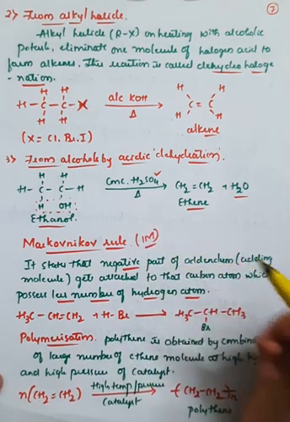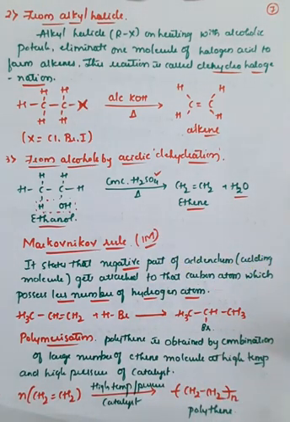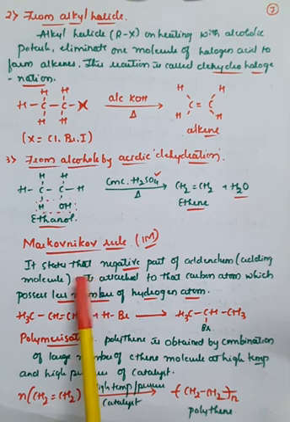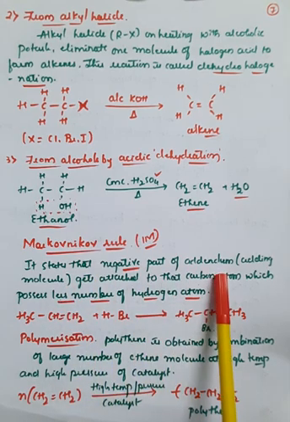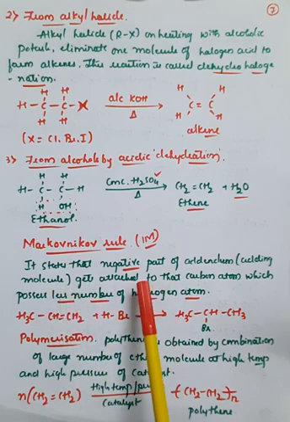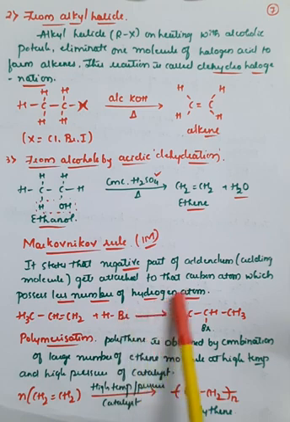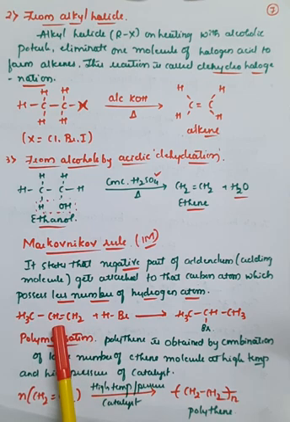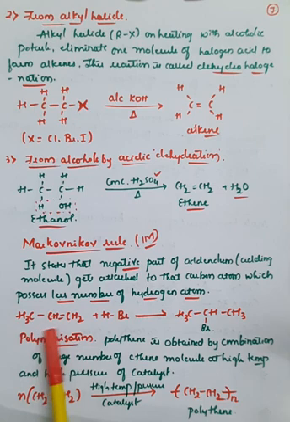This is a very important reaction in organic chemistry. Even in higher classes, this will be very important. According to Markovnikov's rule, the negative part of the addendum, the adding molecule, gets attached to that carbon atom which possesses the lesser number of hydrogen atoms. I will give one example here. There are 3 carbon atoms, and since it is double bonded, we call it propene.